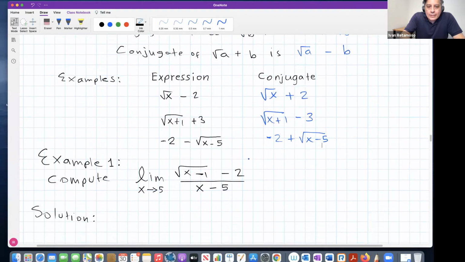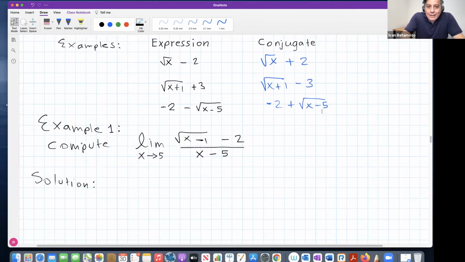How this method works, I'm gonna explain this method to you via this example number 1, okay? Suppose they ask you to compute the limit as x approaches 5 of this radical expression. Look, a square root of x minus 1 minus 2 over x minus 5. Solution. Well, Professor Retamoso said, always try direct substitution. Well, let's try direct substitution, right?